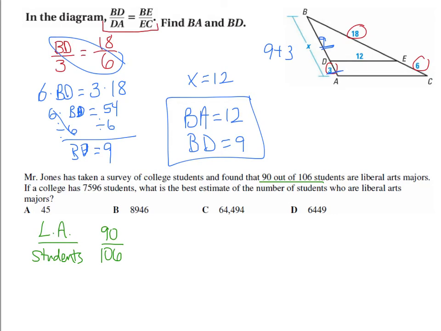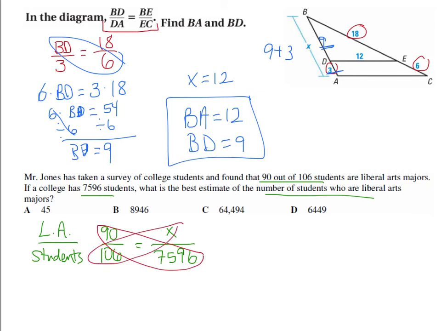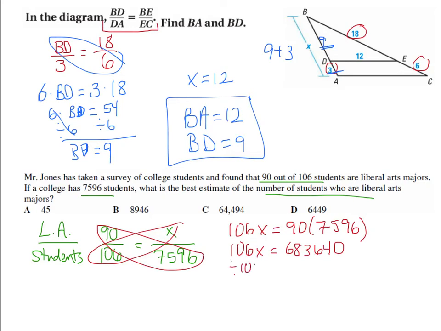Okay, so then the college has this number of students, and since students is on the bottom of this fraction, we're going to put our 7,596 there. And then when he wants to know how many students are liberal arts majors, that goes on top. So when we cross multiply, we're multiplying these pieces together. When we multiply them, this is what we get. Then we have to divide by 106.